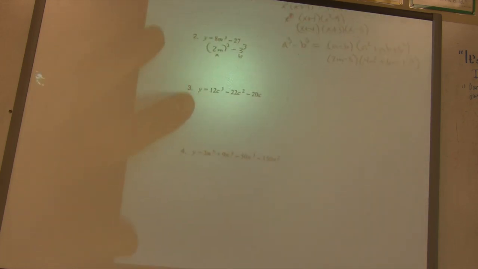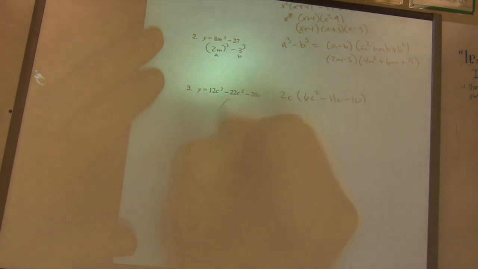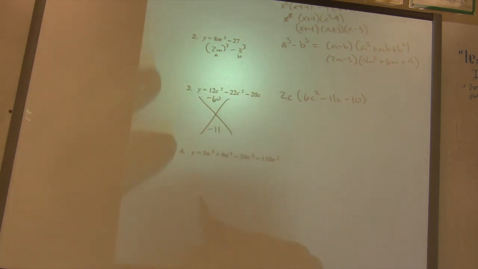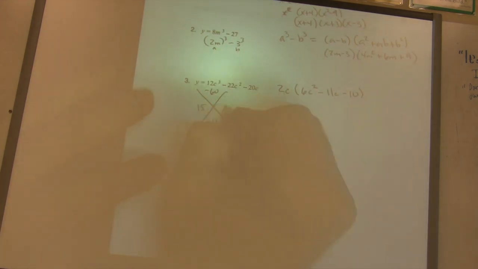Number 3, again, the first thing we check for is greatest common factor. So in this case, 2 goes into everything. And also they all have a c, so I can pull a c out. And I get 6c squared minus 11c minus 10. And then we can try the x method. So that would be negative 60 and negative 11, and the factors of 60 that subtract to give me 11 are 15 and 4, and the 15 has to be negative. And then here's where I have to remember, because that first term is not 1, I have to build the box.